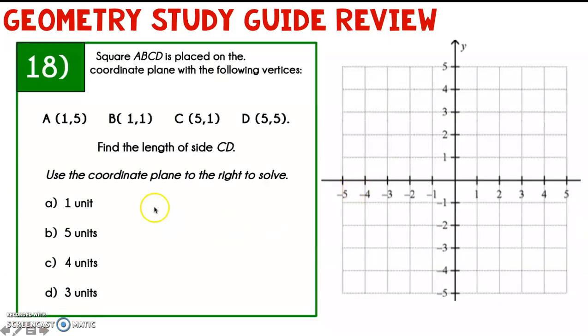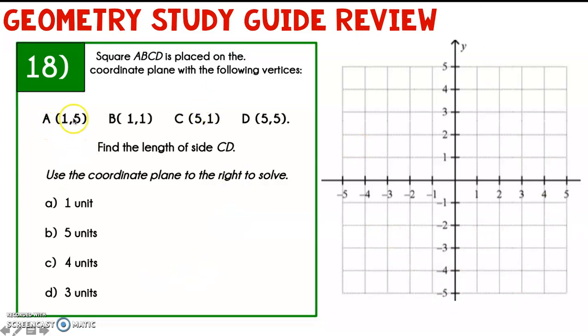Okay, number 18. It says square ABCD is placed in the coordinate plane, and it wants us to find the side length of CD. So first off, we're going to have to graph it. If you didn't do that on your paper, you need to do that now. You do have to graph this because that's what it says to do.